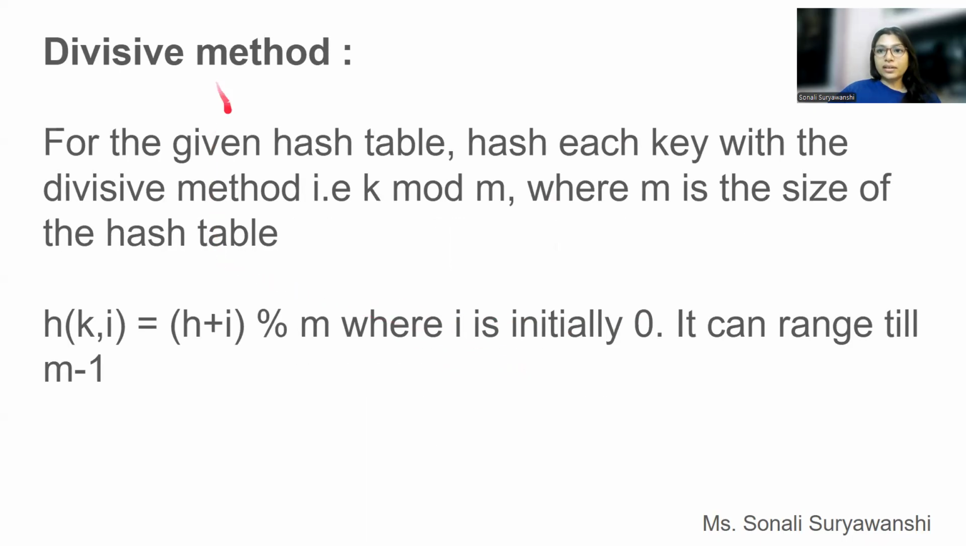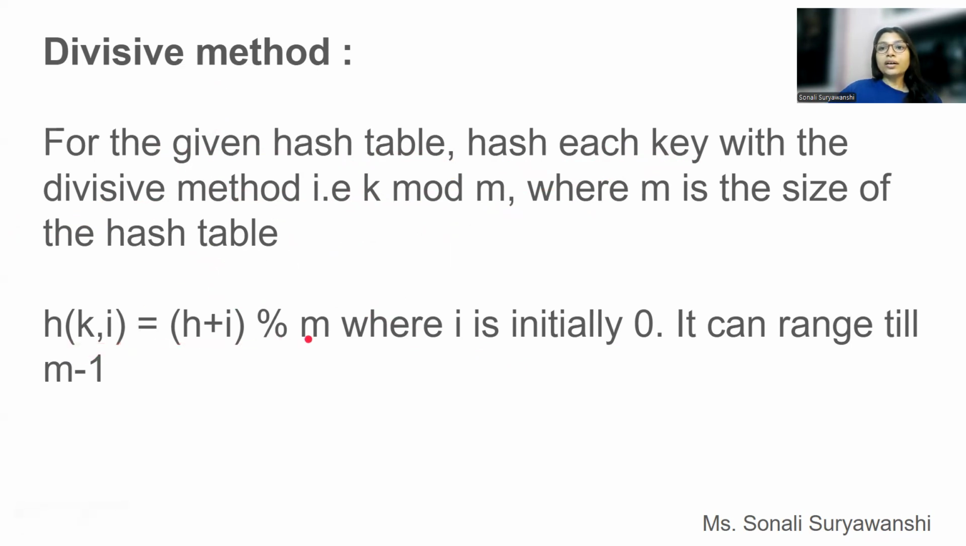Now, divisive method is one of the hashing techniques where for a given hash table, we hash each key with the divisive method with the formula K mod M. So here, this is the formula that helps us to find out the hash key for a given table. Now here, K is the key and M is the size of the hash table.